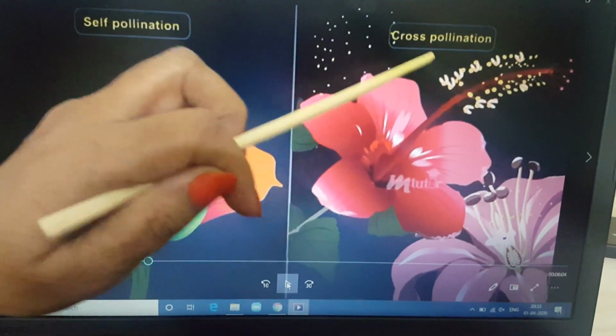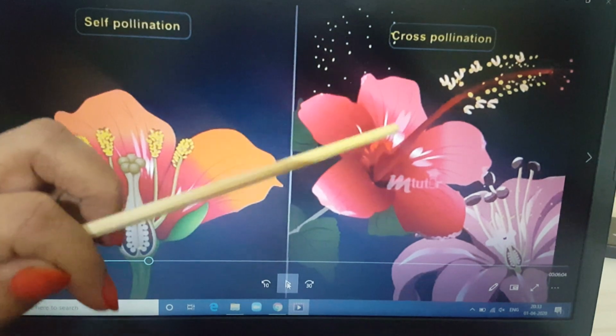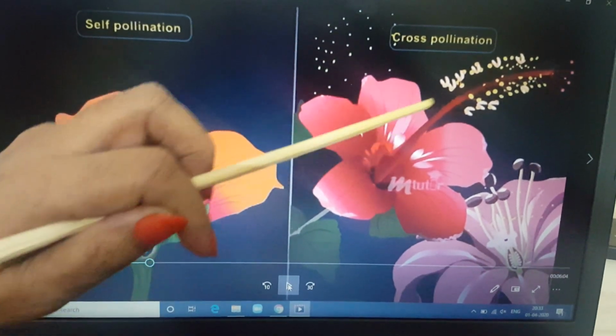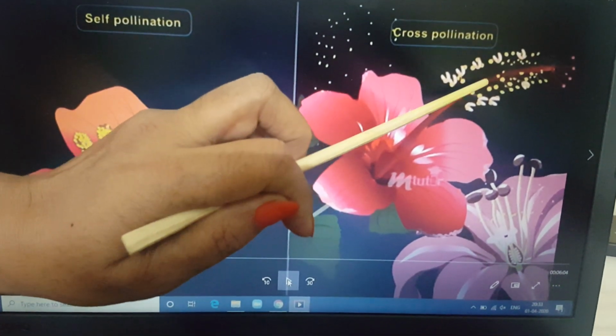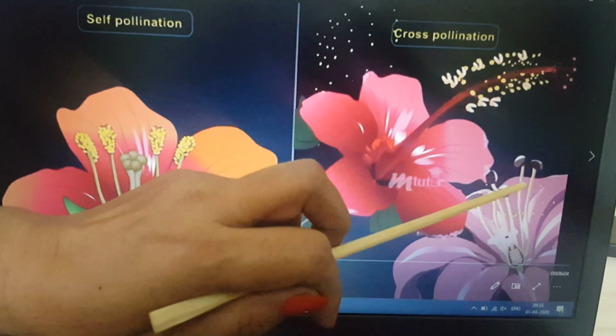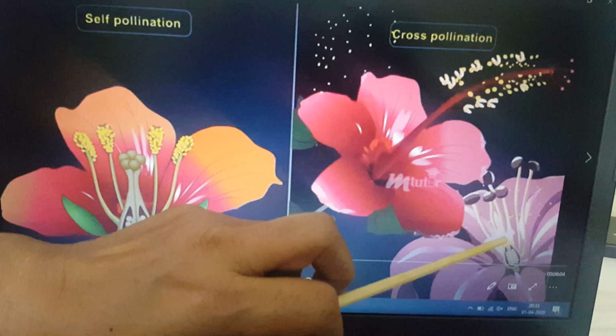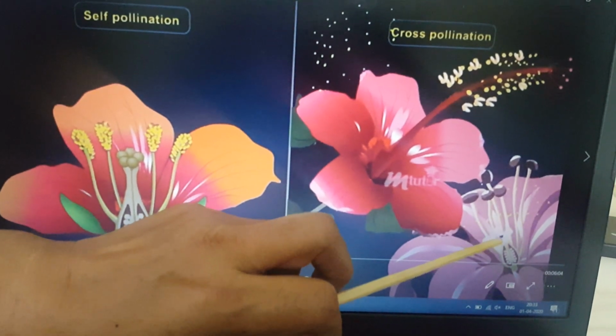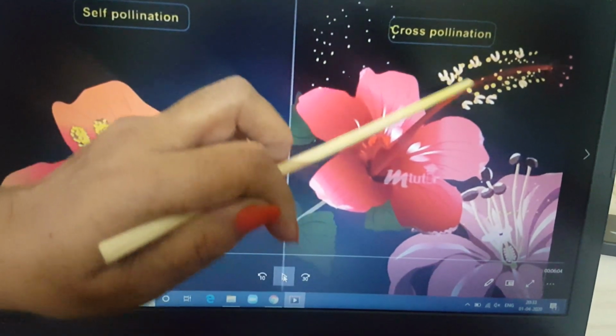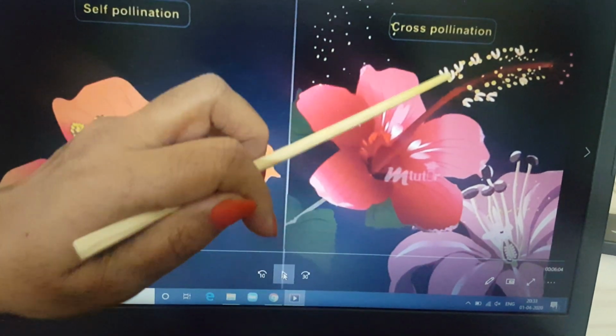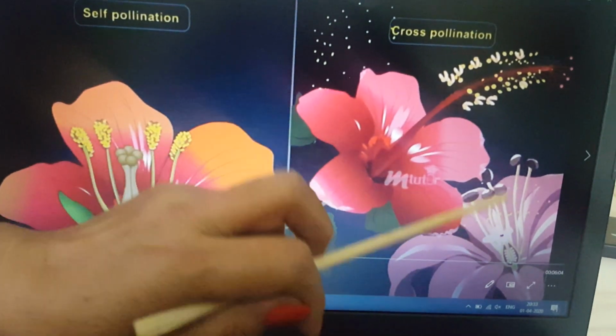Now let's come down to the cross-pollination. What exactly happens in the cross-pollination? The pollen from one flower falls on the stigma of another flower, either of the same plant or of another plant of the same kind of flower. So this is known as cross-pollination. This cross-pollination needs some agents.